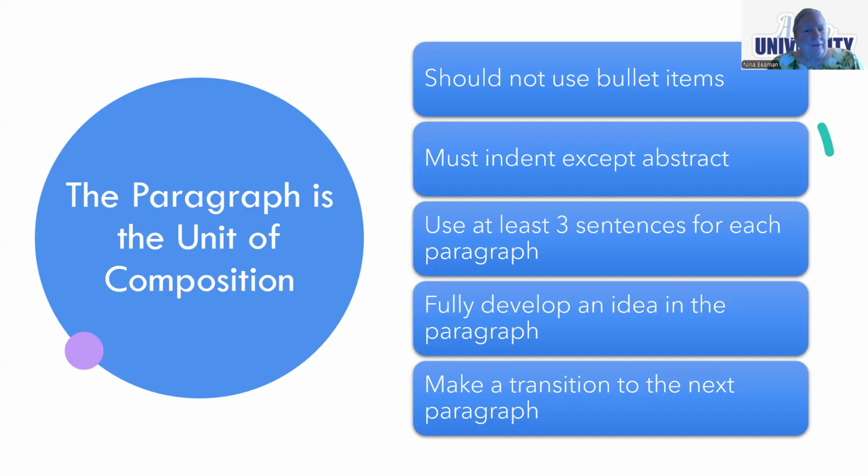Use at least 3 sentences. Otherwise, it's very choppy. And if you can only write one sentence about something, it probably either needs to be expanded or contracted into the previous paragraph. Fully develop every idea in the paragraph and then make a transition to the next paragraph. This section or this paragraph discussed such and such, and the next section will describe such and such.